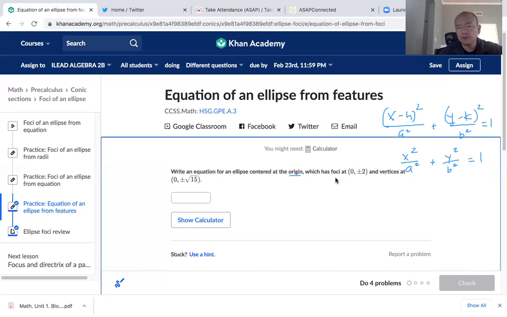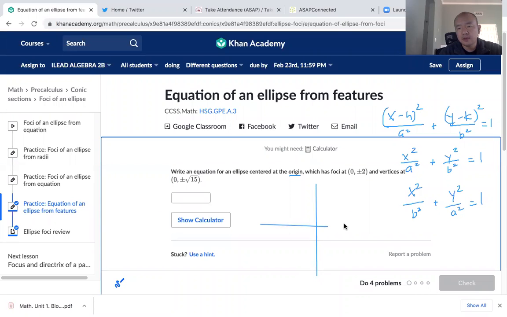So what are the foci, and what are the vertices? The vertices and the foci tell us a few things here. By the way, it could also be x squared over b squared plus y squared over a squared is equal to 1. The reason that's important is because of the major axis and the minor axis. The major axis goes with the a, and the minor axis goes with the b. We'll determine that based on where the foci and the vertices are.